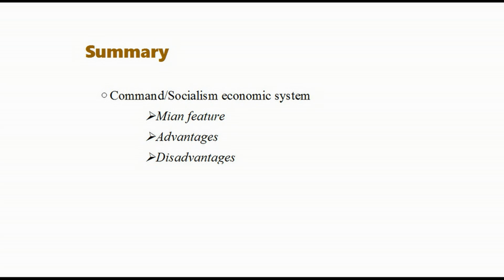Then we tried to see the various concepts related to this topic: main features of command economy, advantages and disadvantages. In relation to the main features of the command economic system, there is collective ownership, ownership of resources by the state or the public. Clear social and economic objectives are there, which is different from the capitalist economic system. Central economic planning, a strong government role, maximum social welfare, and relative equality of income are parts and parcel of the main features of the command economic system.